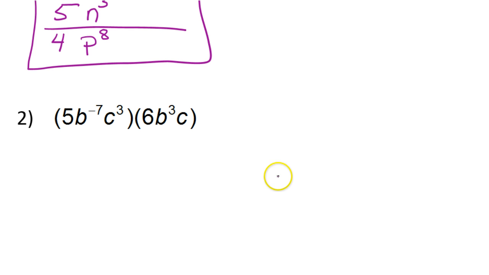Okay, now looking at number 2. First of all, I'm just going to go ahead and multiply these together. So I have 5 times 6, so that's going to be 30. Now when you multiply variables, you add the exponents. So I'm going to have b to the negative 4th power, because negative 7 plus 3 is negative 4. And then I'm going to have c to the 4th power. If it helps you to think of this as c to the 1 power, go ahead. But this is 3 c's times an extra c, that's 4 c's.